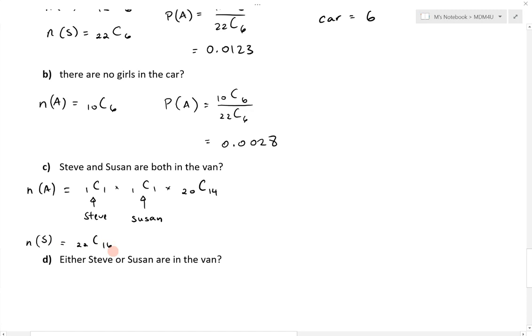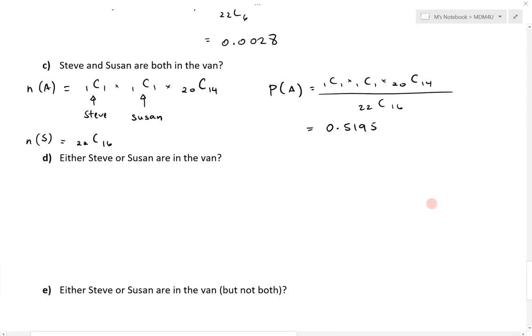So my probability is going to be 1 choose 1 times 1 choose 1. Again, you don't have to include the 1 choose 1s, but it may help you with your thinking. Times 20 choose 14 divided by 22 choose 16. And that's going to be 0.5195, about 52% probability.